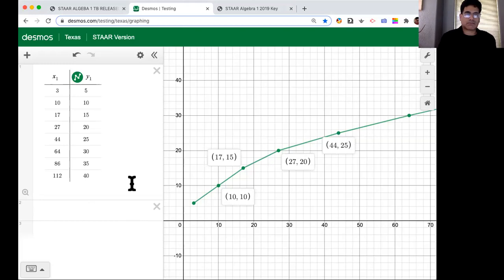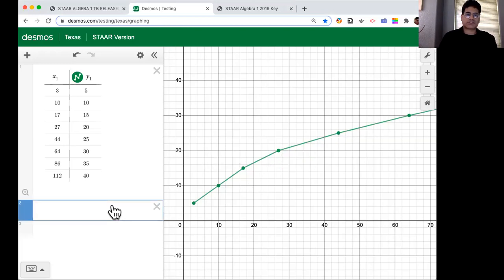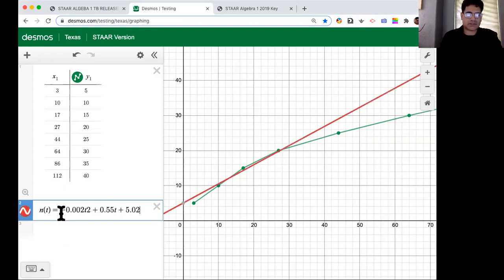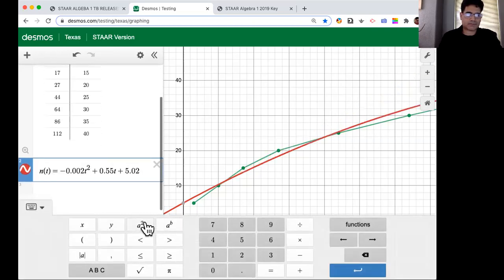Well, let's do this. Let's enter these into Desmos. Hope we're doing this right. Okay. Let's see. So the first one is, okay. All right. Okay, and let's do this, fix this up, square, and 55t plus 502, and remember that this is just y.